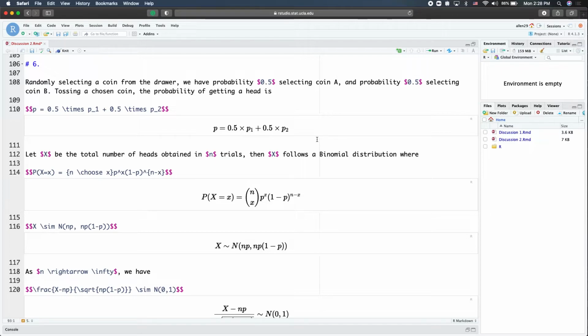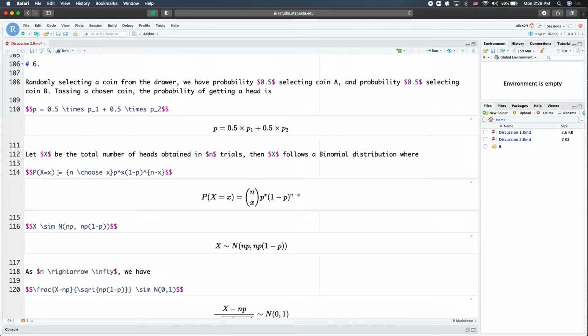Okay, then for question 6. We have two biased coins in a drawer. We have probability 0.5 of selecting coin A and 0.5 of selecting coin B. Then tossing a coin, the probability of getting a head will be 0.5 multiplied by the probability of coin A landing on head, plus 0.5 multiplied by the probability of coin B landing on head. That will be the probability of getting a head from one toss.